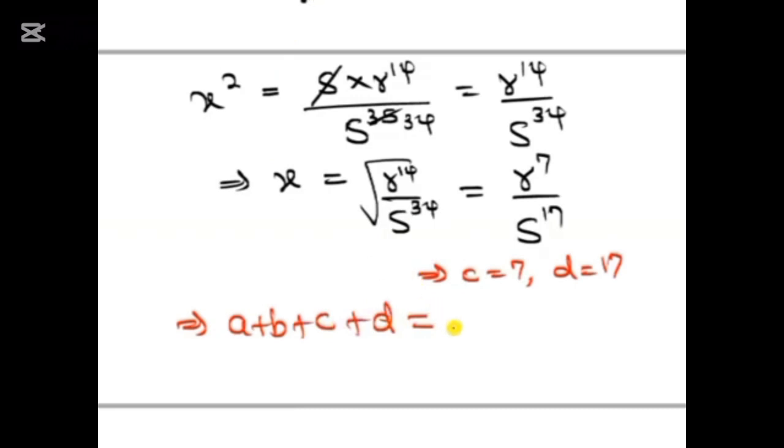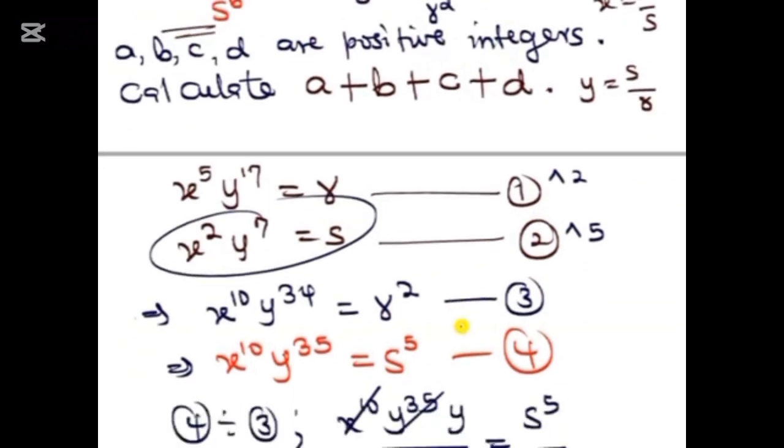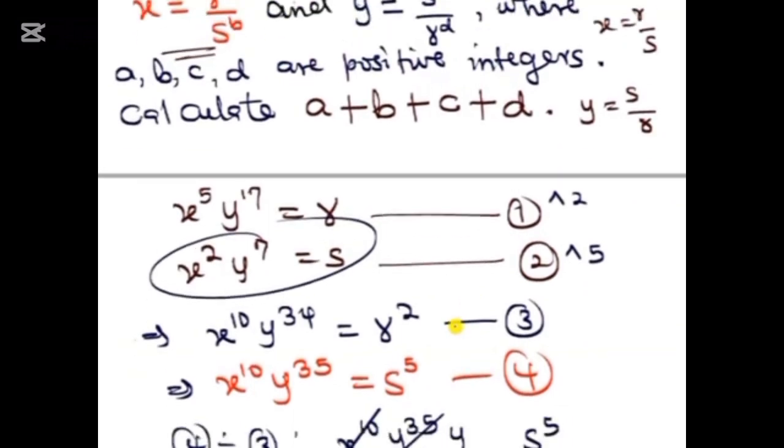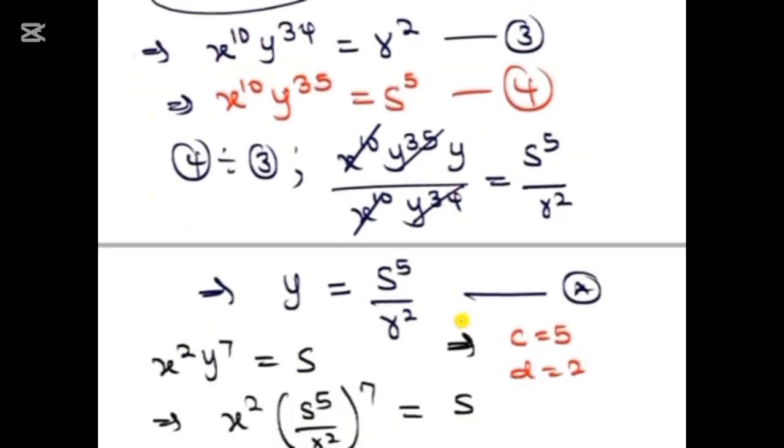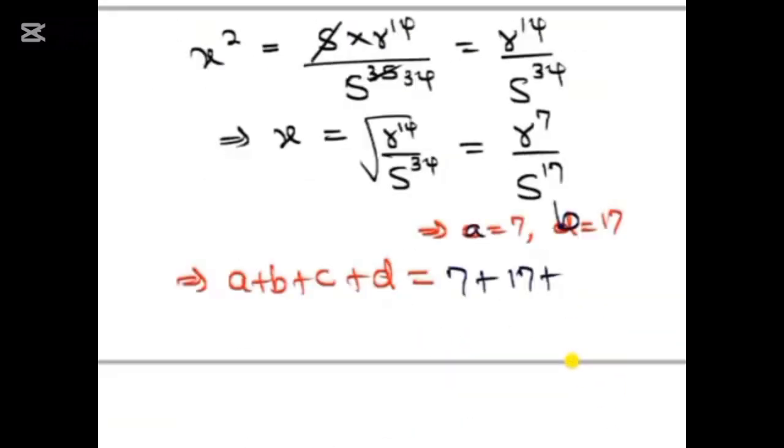Okay, so the implication then is that our a plus b plus c plus d will simply be equal to the sum of all that we have gotten. Okay, so if we sum all that we have gotten here, sorry, this is rather our a and b. Sorry, that's the powers of x. Okay, so if we sum them, we have a is 7, b is 17, and c is 5, while d is 2. So we have 5 plus 2, and if you sum the whole of this, you will get 31. And that's the solution to this problem.